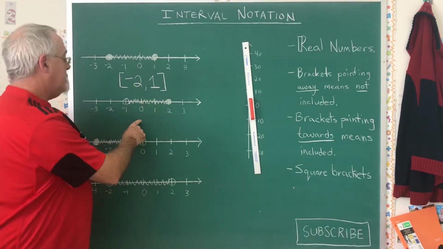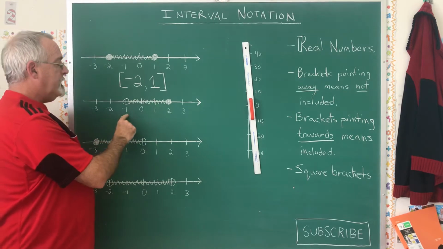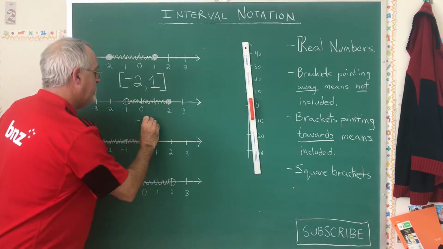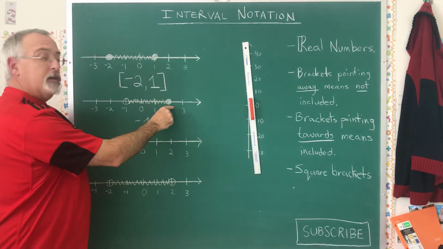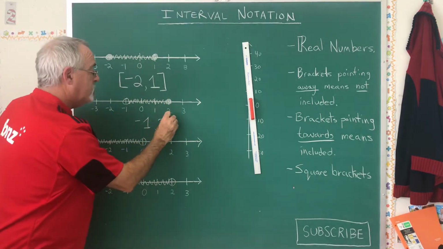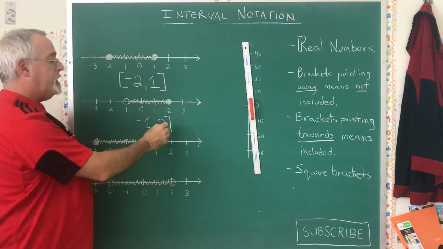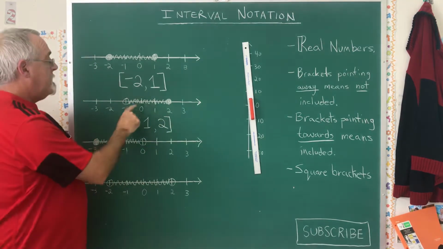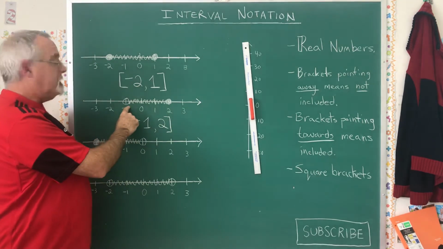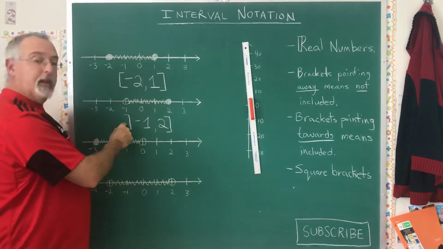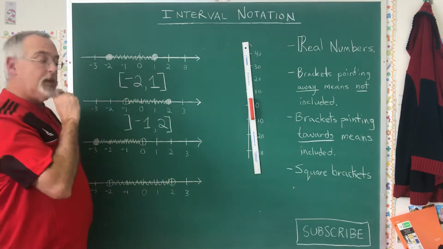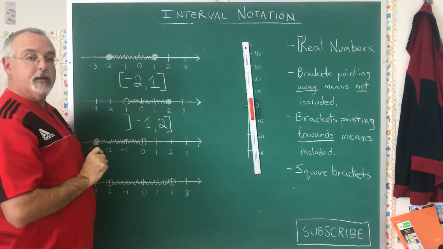Let's look at this example. Here we have the numbers between -1 and 2. So I write them with a comma between them. The 2 is included. It's a solid circle, so I'm doing the same thing I did before, square bracket pointing towards the 2. But the -1 is not included. It's an open circle. So I draw a square bracket pointing to the left, pointing away from the -1, showing that -1 is not part of the answer.